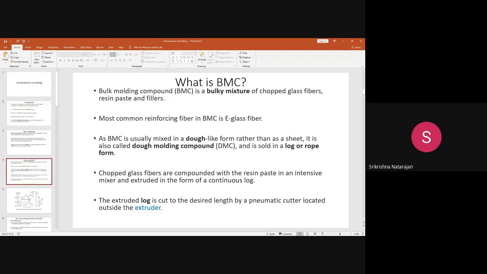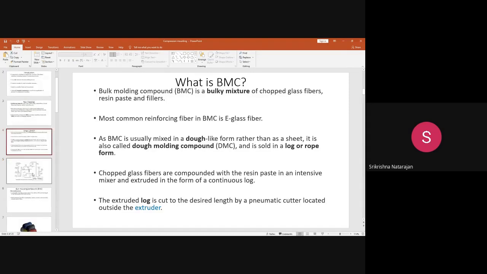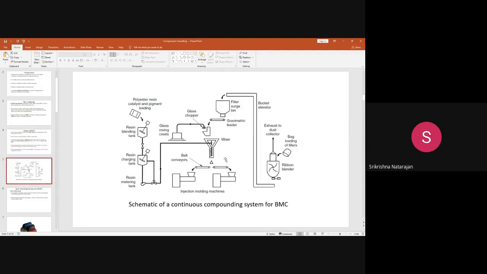Okay, so the extruded log, whichever is coming out, depending upon the length you need, you can cut it using a pneumatic type of cutter, so that the cutter will cut this into the desired length, and then you will get the BMC ready. Okay, so this is the schematic diagram. I'm just explaining it in a brief manner, because this is the charging material for the compression molding.